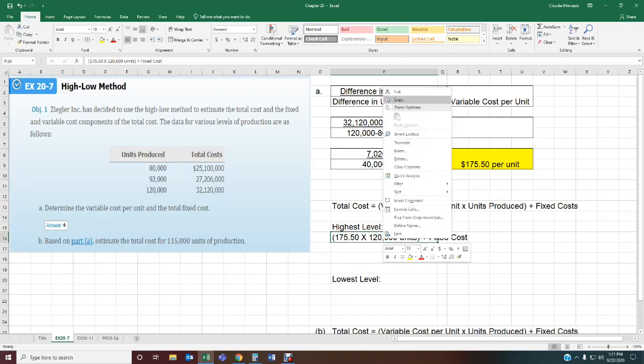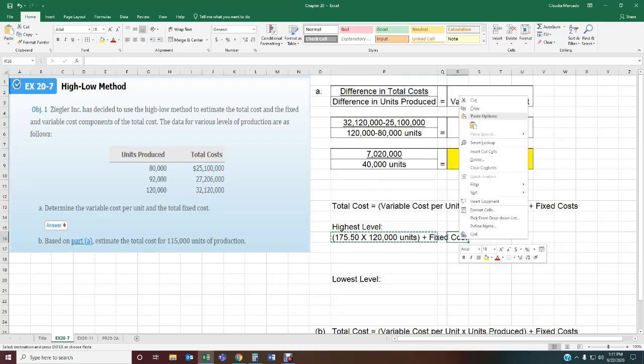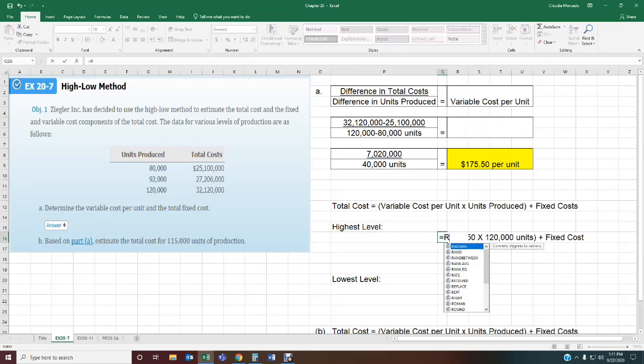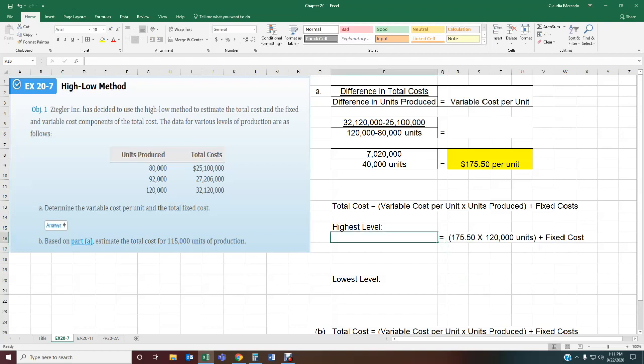Let me move this over here because I need to, okay. So it's your total cost equals, right here. Oh, sorry. Your total cost equals your variable cost per unit times your units produced plus your fixed cost. What is my total cost? My total cost is $32,120,000. Okay, so your total cost, $32,120,000, equals your variable cost, which is $175.50, times the units produced for my high amount plus your fixed cost.